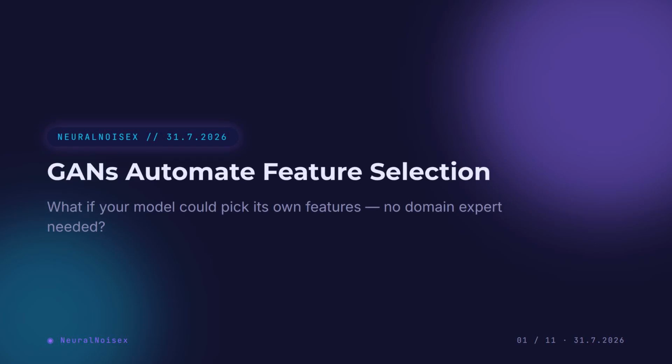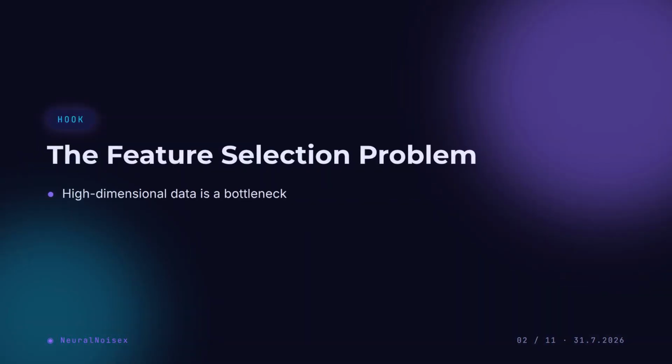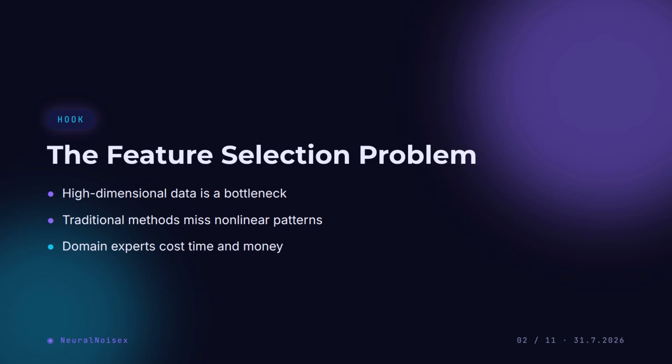What if your model could pick its own features, no domain expert needed? When you are working with high-dimensional datasets, feature selection is one of the hardest steps in the entire machine learning pipeline. You have hundreds or thousands of features, and picking the right ones usually means choosing between filter methods that miss nonlinear relationships, wrapper methods that do not scale, or paying a domain expert to tell you what matters. What if there was a way to automate this entirely? That is exactly what GAMPS claims to do.